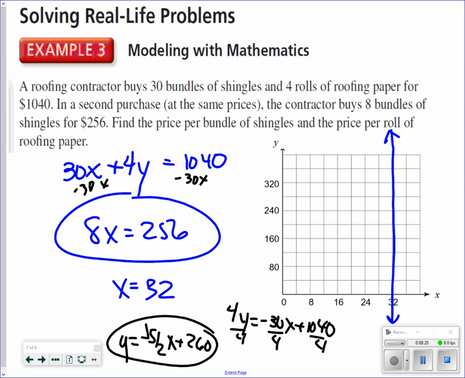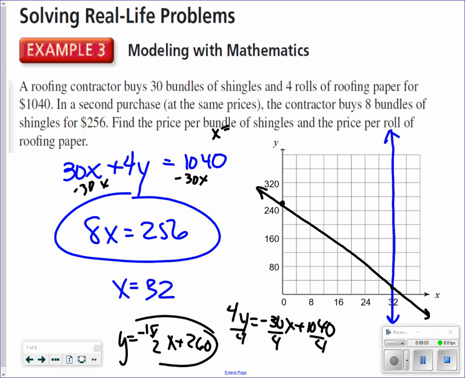Now that's a little more complicated to graph, because my slope and my y-intercept are a little more challenging. But 260, okay, for a y-intercept would be right in the middle here at 260. Now, what I like to do sometimes when I have this type of situation is I like to just find the x-intercept and the y-intercept. And so when I find the x-intercept here, if I do the cover-up method and divide by 1040, I end up going here.